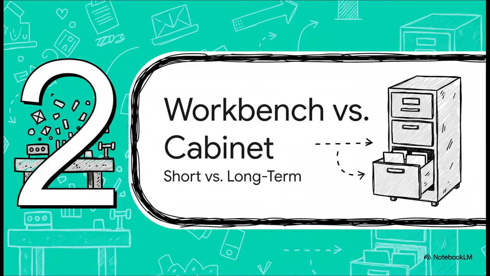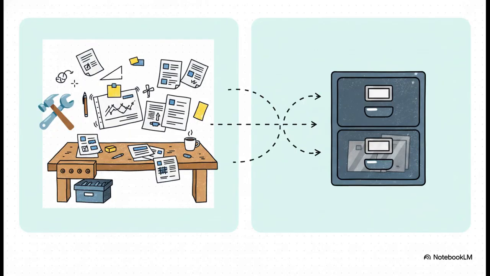Okay, so let's get a little more practical. How does this actually work? Well, this whole process really leans on two key components that work together. And you can think of them like a workbench and a filing cabinet. So you've got your immediate, active workspace for whatever you're doing right now. And then you've got your organized long-term storage for all the really important stuff you need to keep.